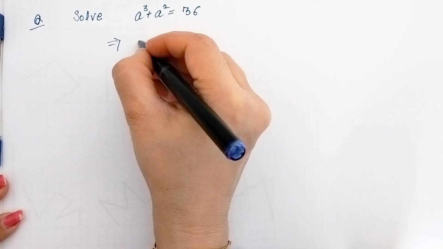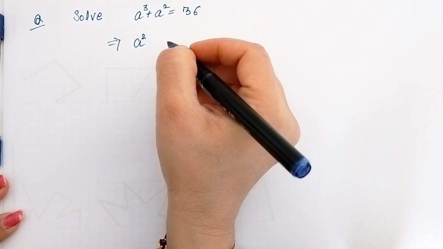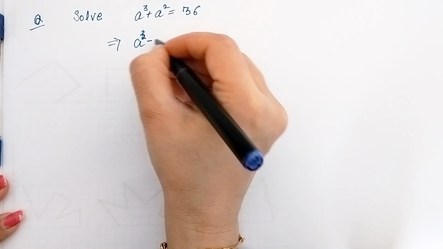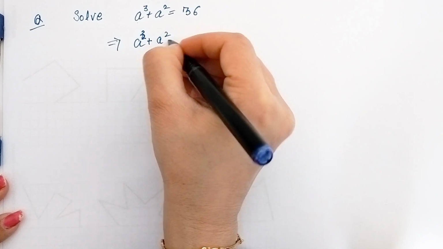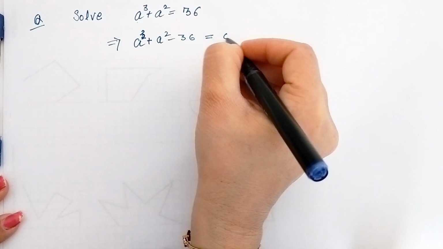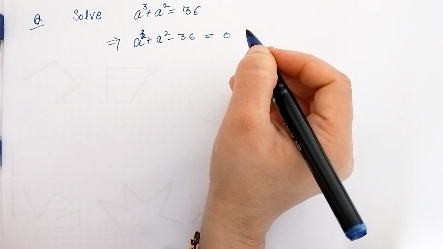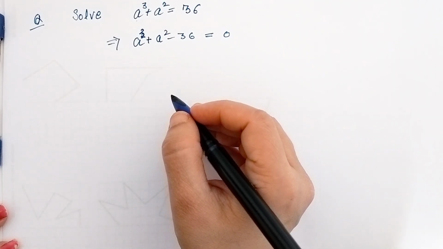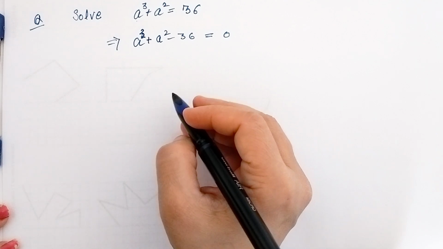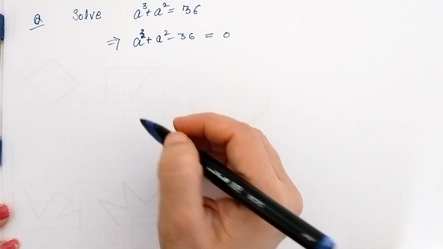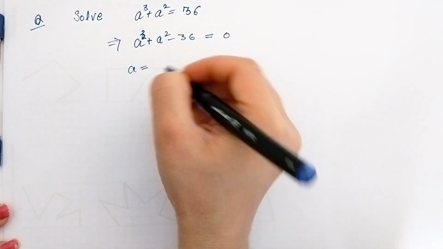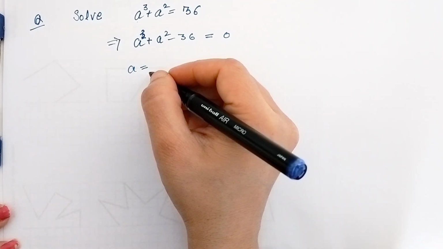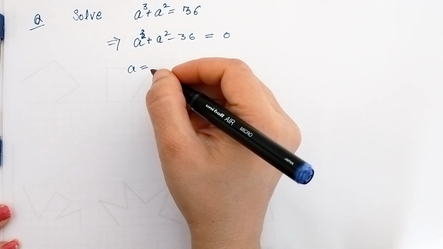From these two terms we can take a square common, or what can we do? We can write a cube plus a square minus 36 is equal to 0 first, and then what do we need to do now? We need to try the hit and trial method. What will be the factor which will make this term 0? So if I try a is equal to 2, a is equal to 1, a is equal to minus 1, we can try many numbers.